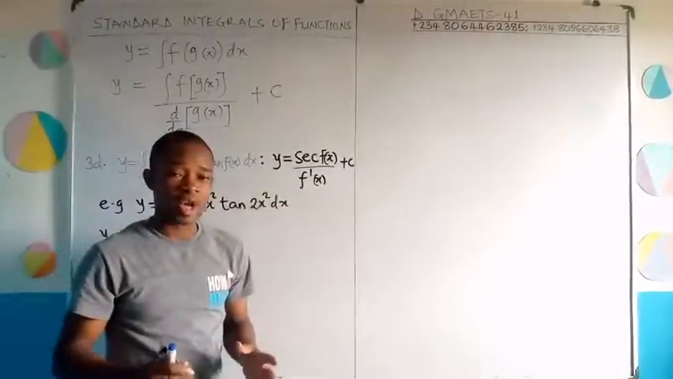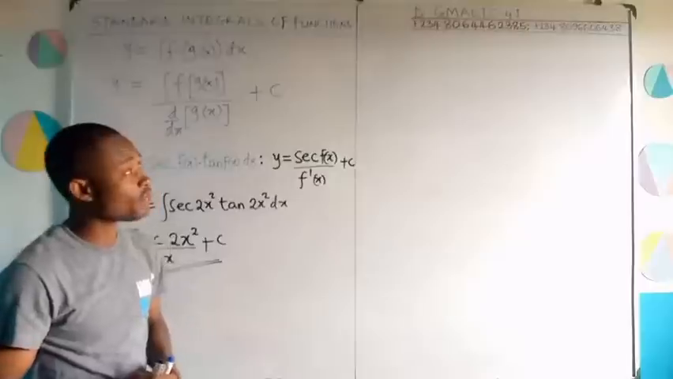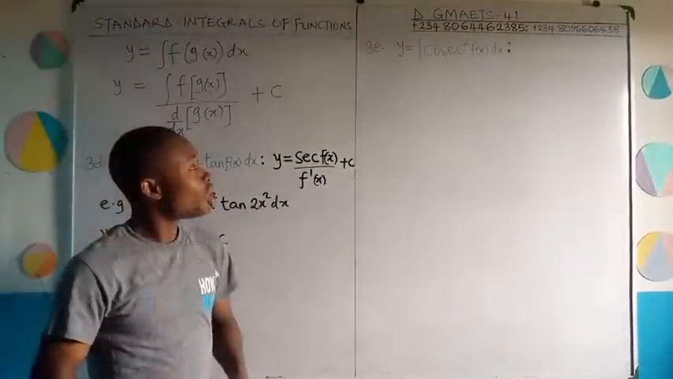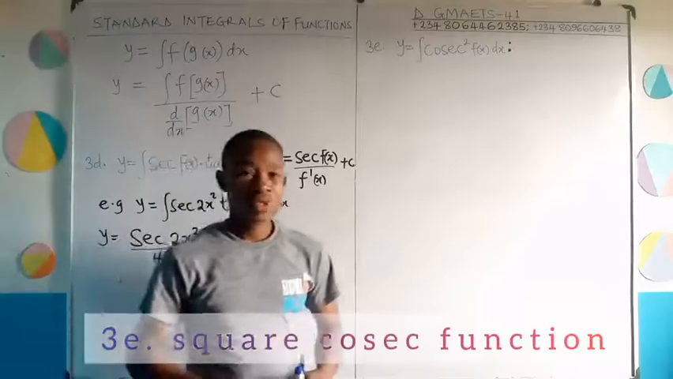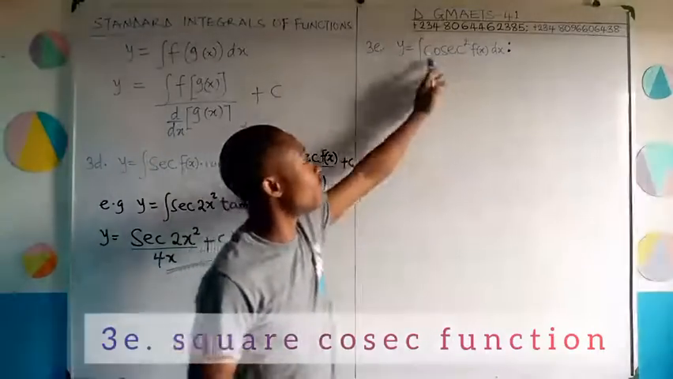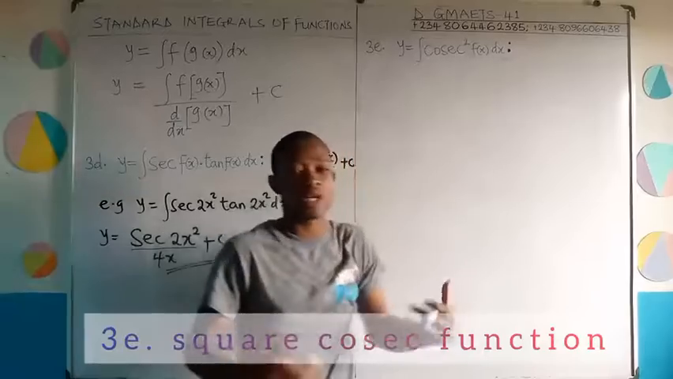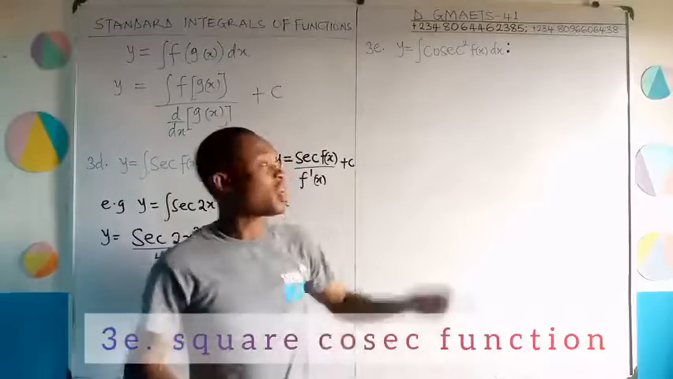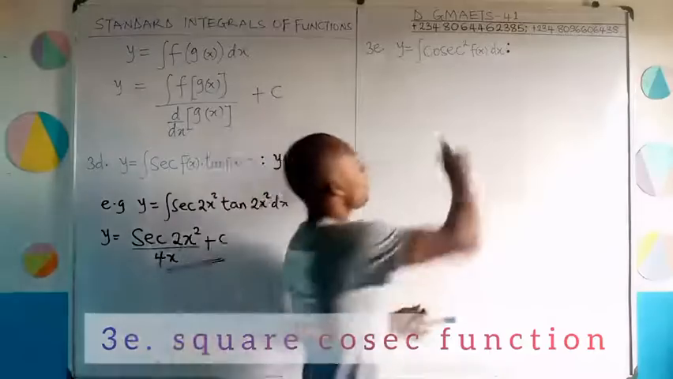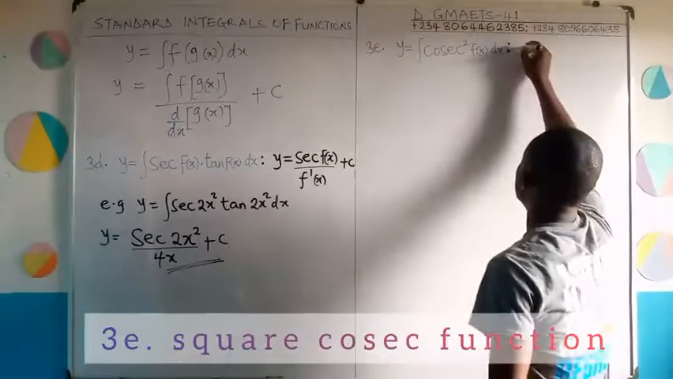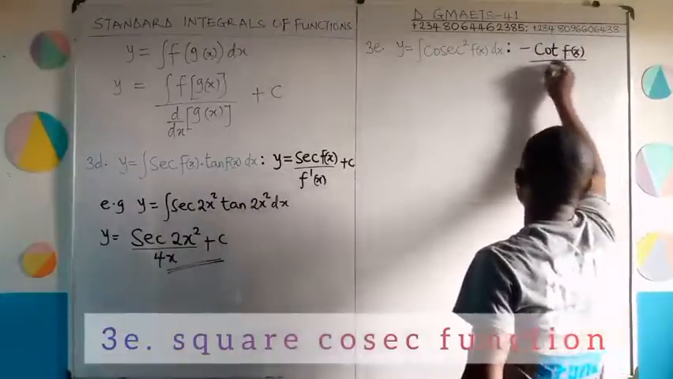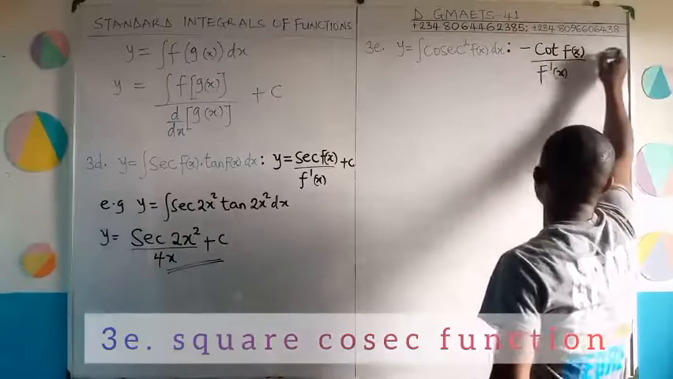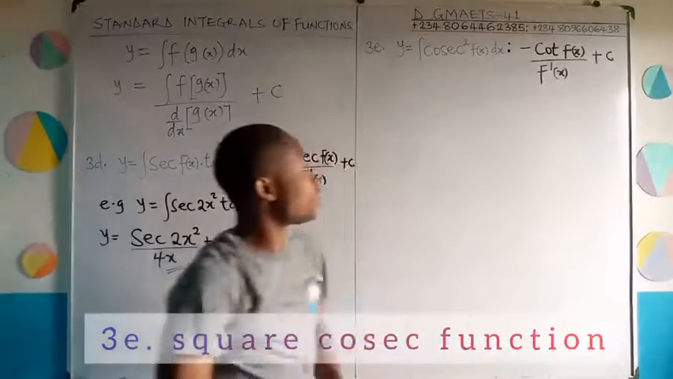Let us move on straight to another standard integral of trigonometric functions. Alright, so the function we now have here is that y is equal to integral cosec square f of x. The major function here is this cosec square, and the minor function as usual f of x. So what is the standard integral of this term? If you integrate cosec square f of x, you are going to get minus cot f of x. Then divide by, differentiate the minor function f of x, then add your constant of integration.